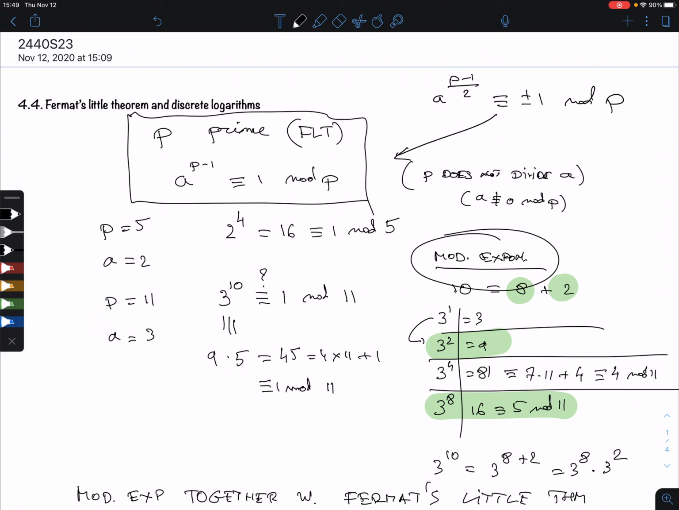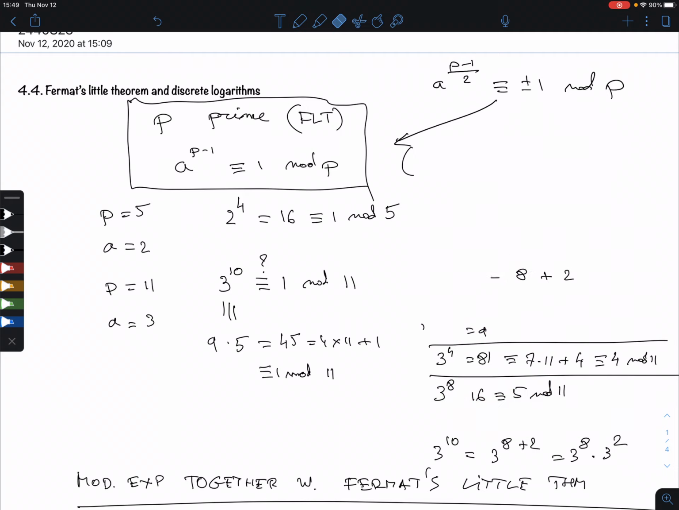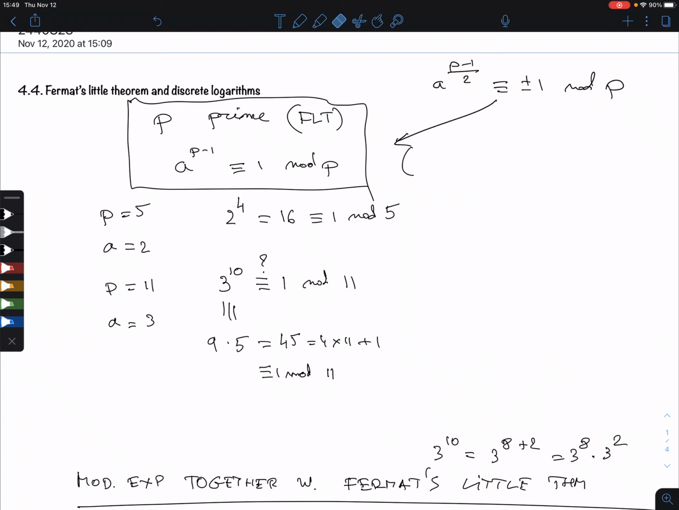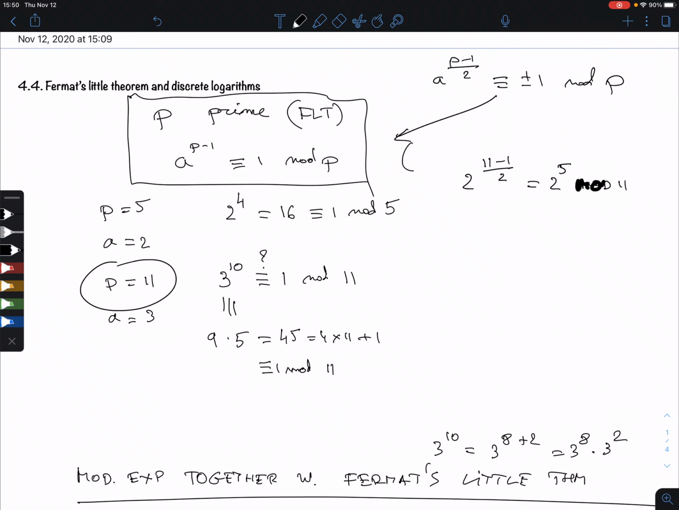So for instance, let me do one example here. Let's do something with 11. So let's take 2 to the power (11 minus 1) divided by 2. So what is that? That is 2 to the power 10 divided by 2, that's 5, right? And this is mod 11. So mod 11, what is this? Okay, so that's not hard, right? We can work it out. That's, oh, sorry.